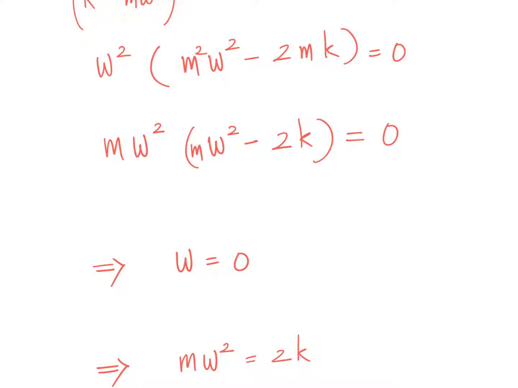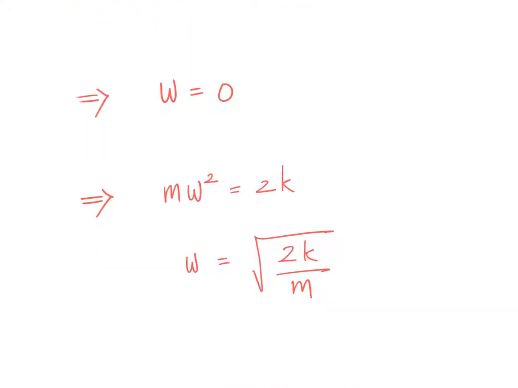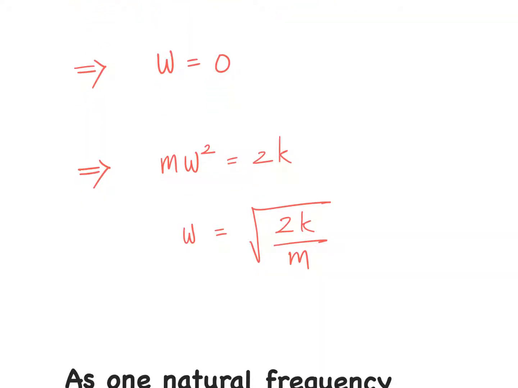So if you take m omega squared is equal to 0, that implies omega equal to 0. So the first natural frequency of the system is 0. There are two roots, and let me call this omega 1 and let me call this omega 2. So there are two natural frequencies of the system. There are two natural frequencies for the system because this was a 2 degree of freedom system.